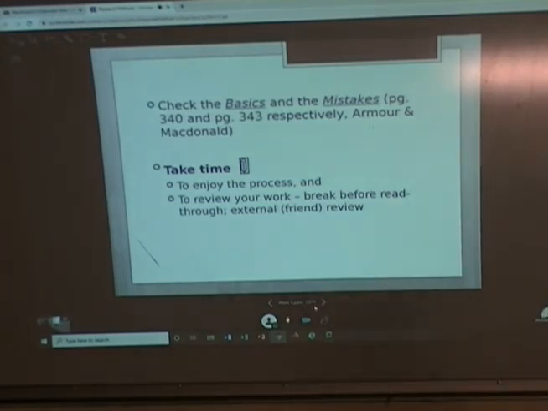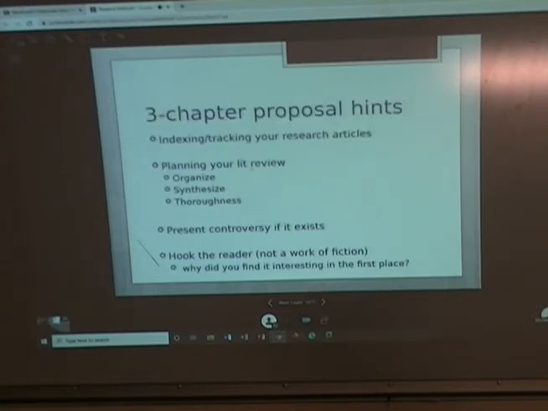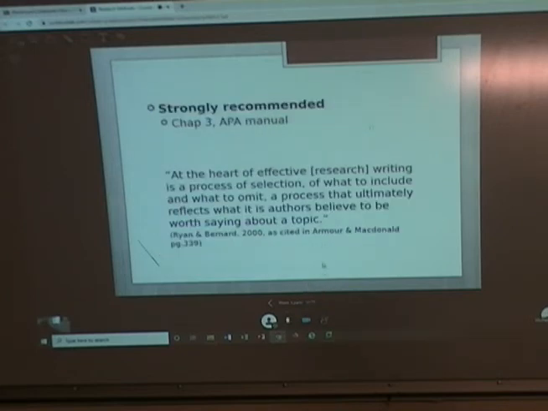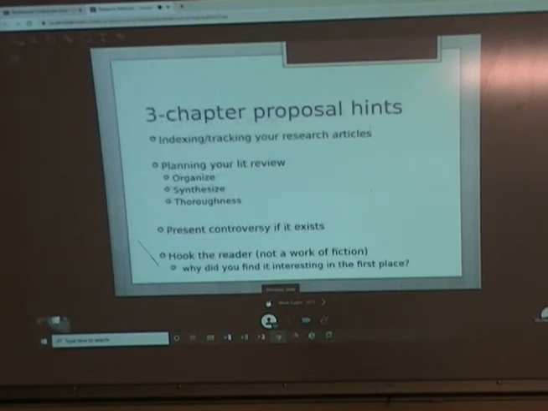Okay, and then the last two slides again were geared towards writing your lit review, so I'm not going to go through that because now we don't have this 3-chapter proposal that you have to write anymore. But there is a very, very brief summary here to help you and present controversy. That's always a good idea.